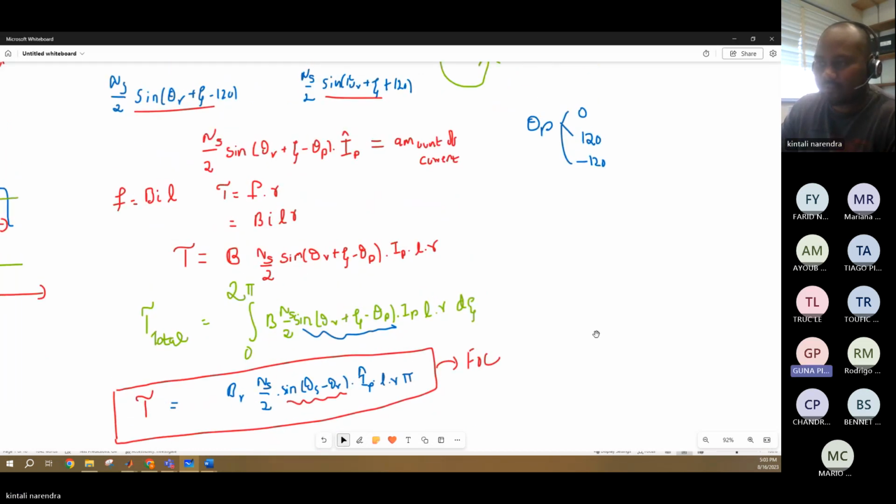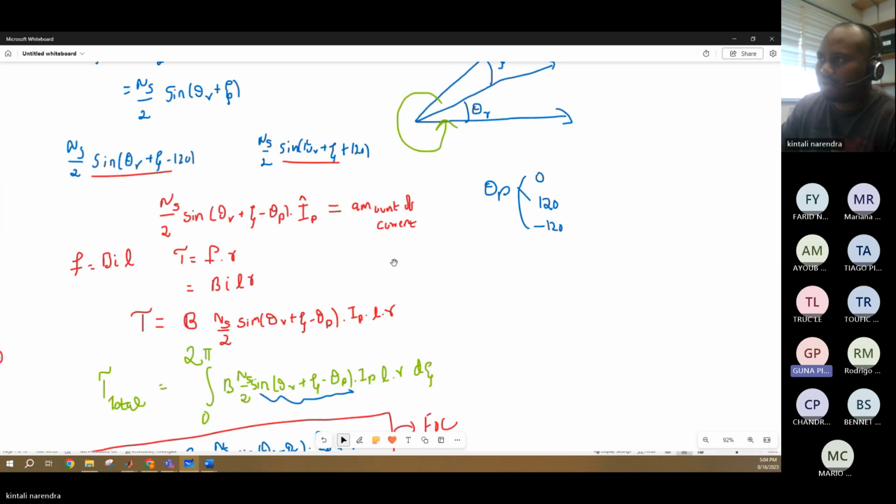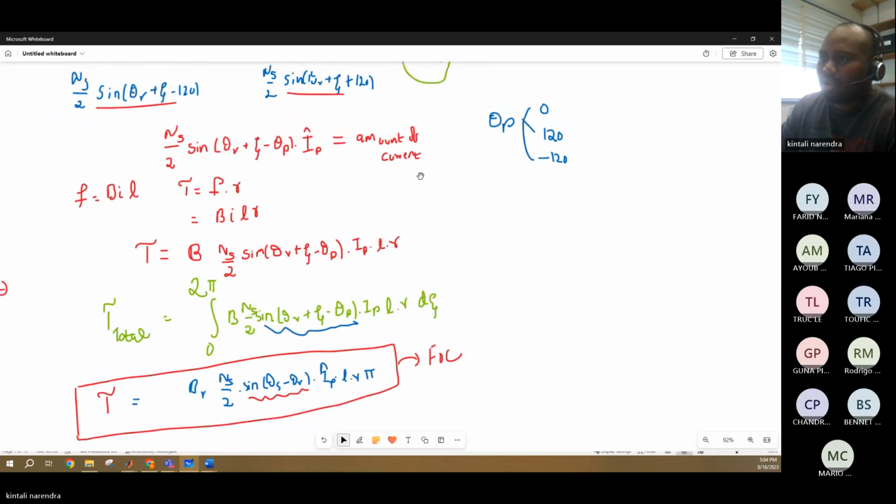The radius is from the rotor, right? From the axis of the rotor to the point where the magnetic field is applied on the rotor. So the torque is force into radius. The radius is basically measured from the axis of the rotor to the end of the rotor, wherever the magnetic field acts on that rotor.